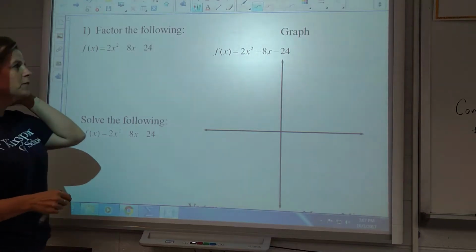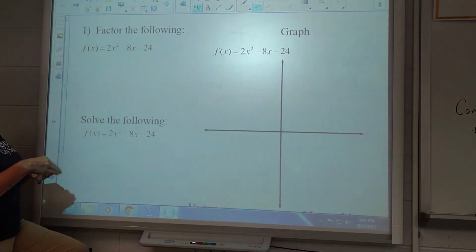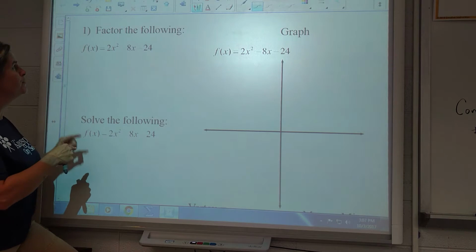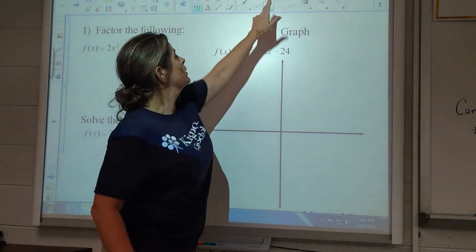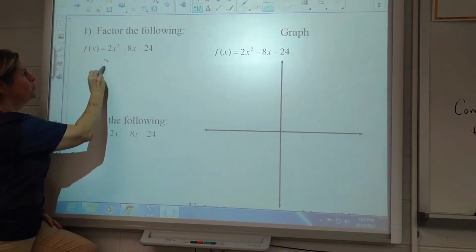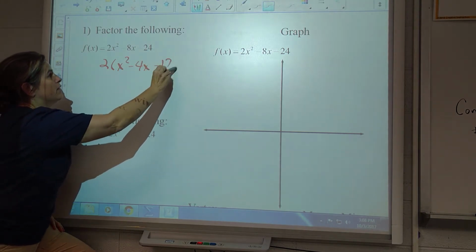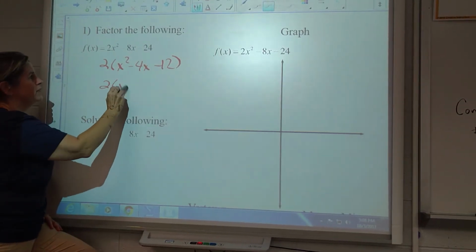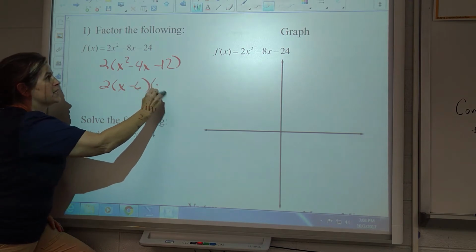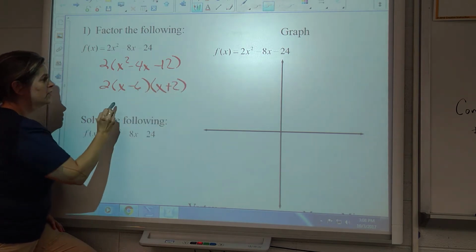Supposed to already have completed, so let's run through the steps real quickly. The first thing you need to do is factor. So we have a GCF of 2. We'll pull that out, and that results in that trinomial, which gives us x minus 6 and x plus 2.